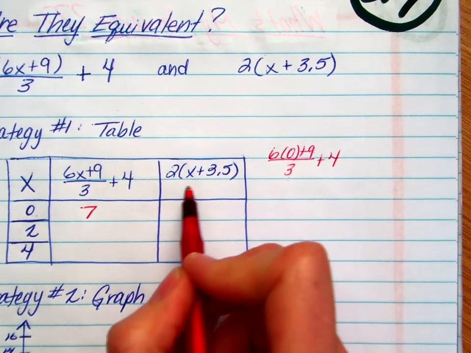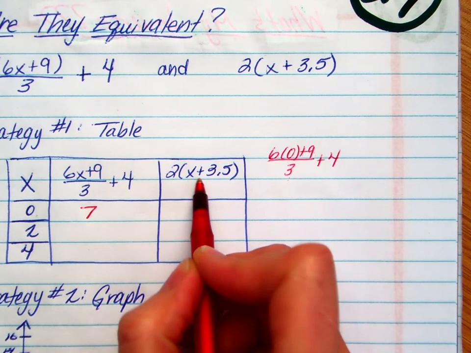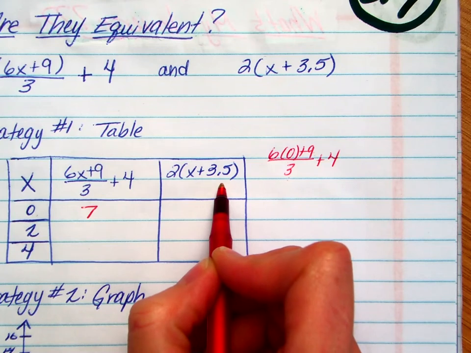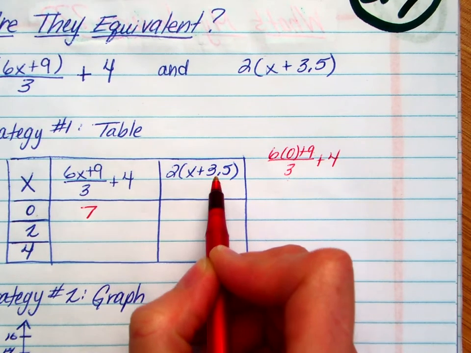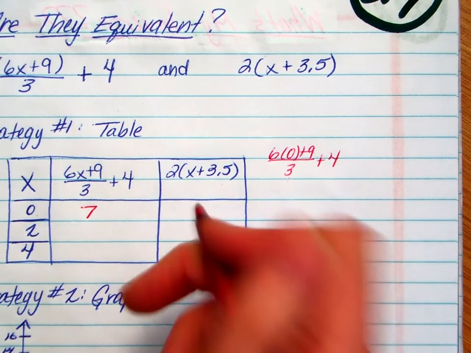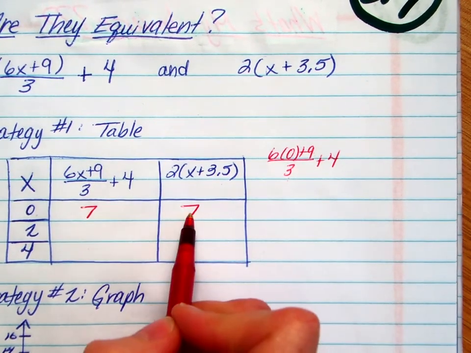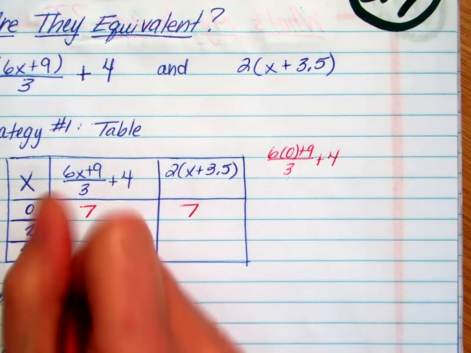Now this one should be easier. If x is 0, this would be 0 plus 3.5, which is just 3.5. 3.5 times 2 is how much? 3.5 times 2. That's right, it's 7. So far, so good. But we're going to test a few more.